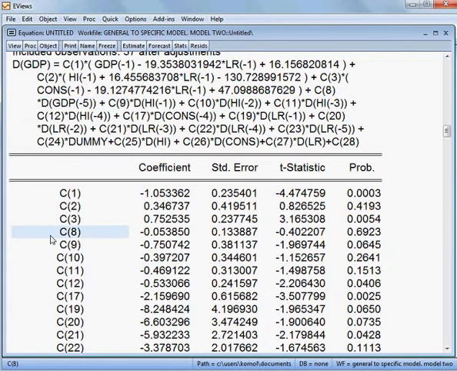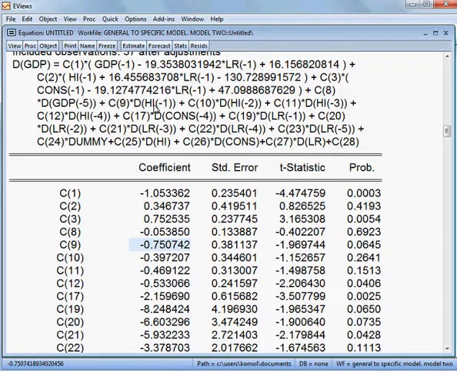Now C8, is it significant? No, it is not significant. Then C9. Yes, it is significant. That is C9. That is this one. C9 is significant. That means housing spending can affect our GDP in the short run. But the problem is that the sign has become negative. But this sign should be positive. So we are not happy about it.